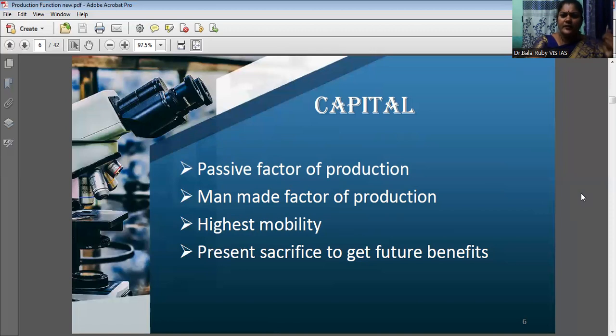And here there is a possibility of current sacrifice for future benefit. We need some benefit in the future, and for that purpose we sacrifice some amount of money in the present. For example, now we are investing 1 lakh rupees for the purchase of machinery. You are sacrificing this 1 lakh rupees from your account or from your income. What is the reason? Because in the future, you may receive more benefit from this sacrificed amount. So these are the main features of capital.